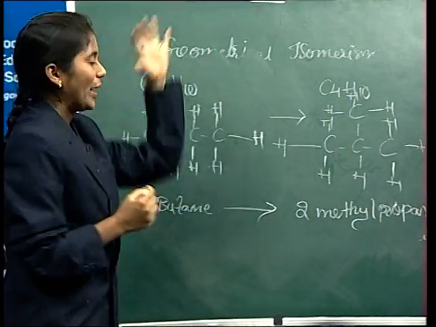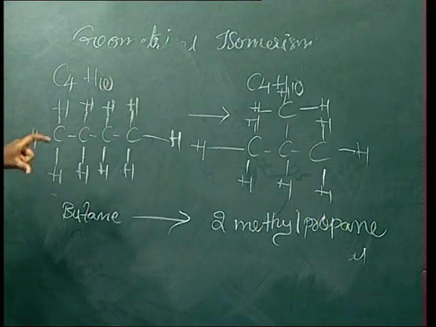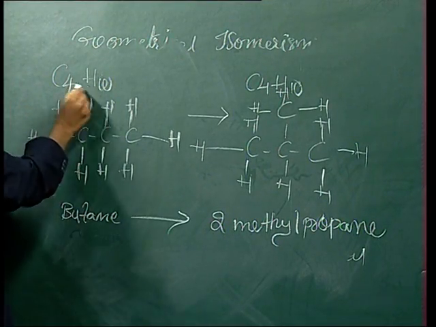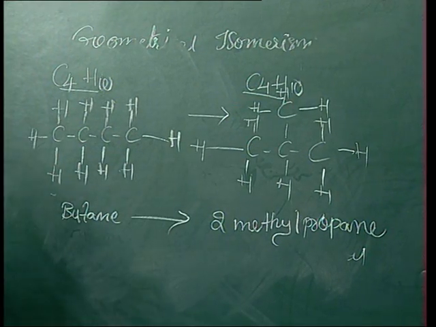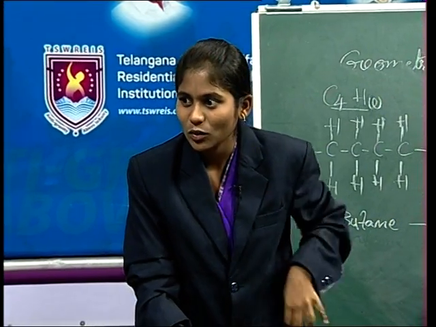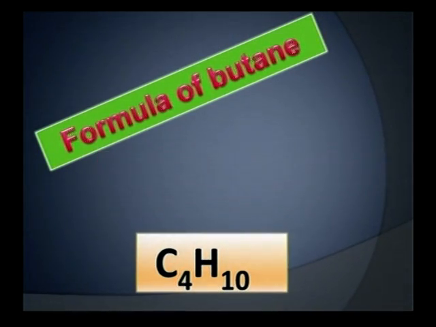It means that when the carbon atoms are rearranged, it reflects a new structure, but the molecular formula is still the same. We can observe this: C4H10, C4H10, but we can change the structure. Okay friends, this is the formula of butane, C4H10. So what is the structure of it?